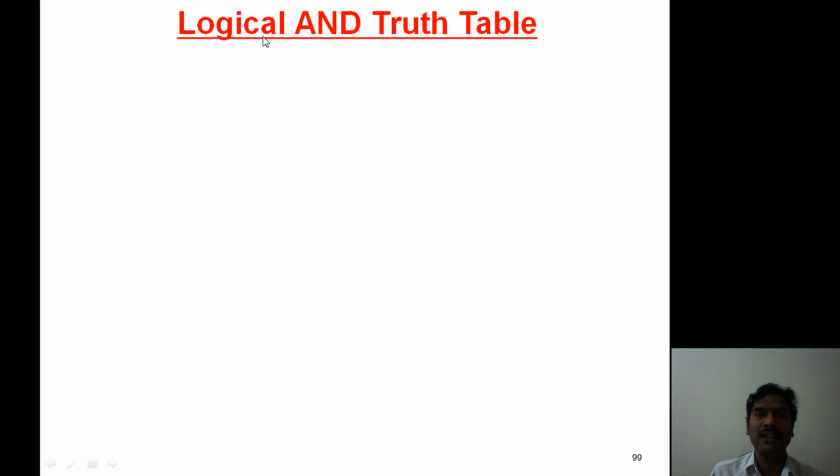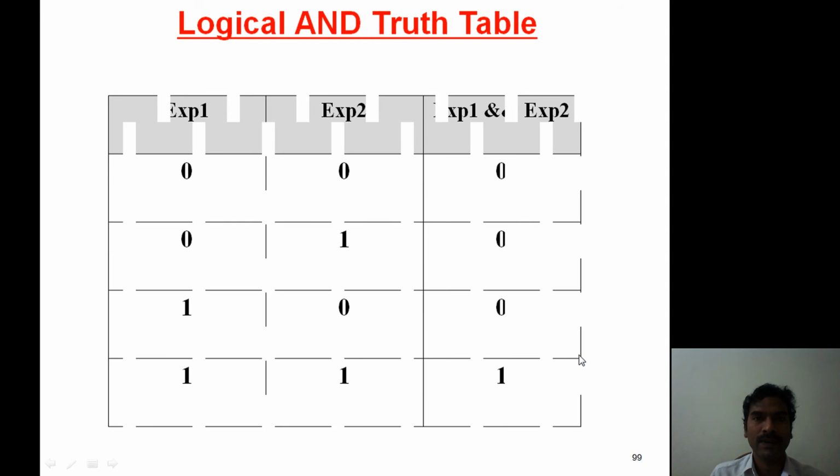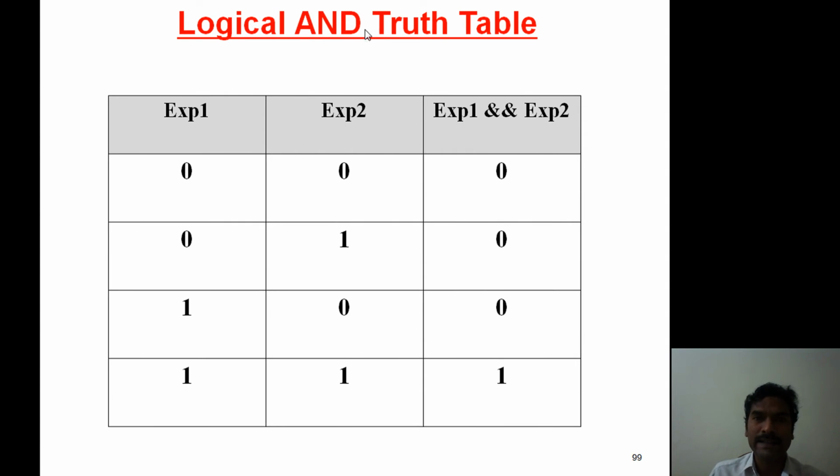First one, logical AND truth table. Now logical AND is a binary operator, hence we need two expressions. Now this one expression 1, now this one expression 2. Here the combination is expression 1 logical AND expression 2.